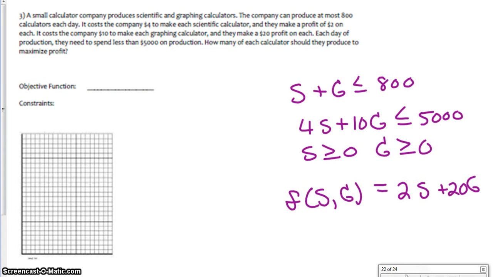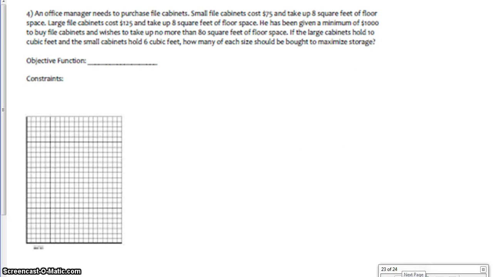And then finally, the last one for today, just to show you how to set it up, is the calculator problem. Scientific plus graphing calculators has to be less than or equal to 800. 4 times the number of scientific plus 10 times the number of graphing has to be less than or equal to 5,000. Scientific has to be greater than or equal to 0, and graphing has to be greater than or equal to 0. And my profit will be $2 times the number of scientific plus $20 times the number of graphing calculators.